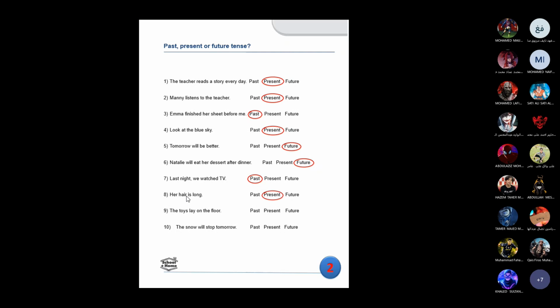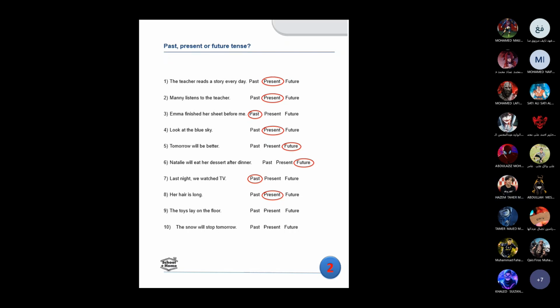Number 9, Hazim. I don't see number 9. Can I see? The toys lay on the floor. First of all, what is the verb? The verb is lay. Excellent.